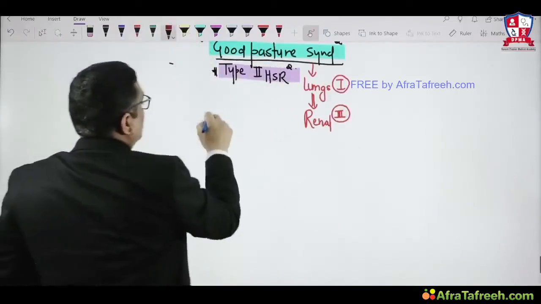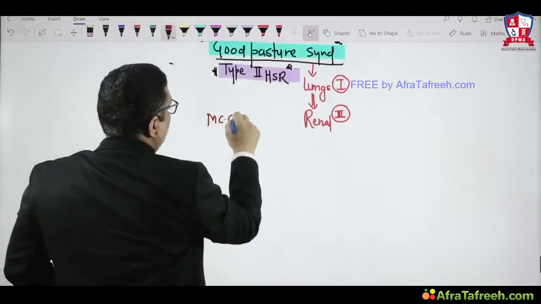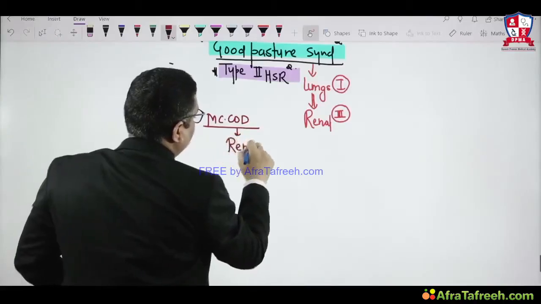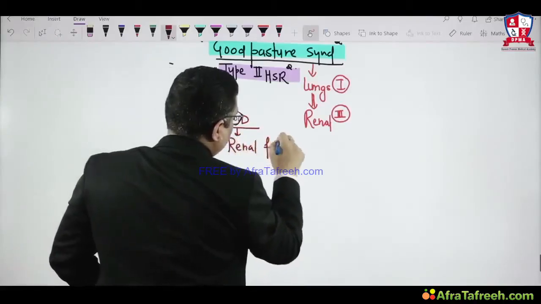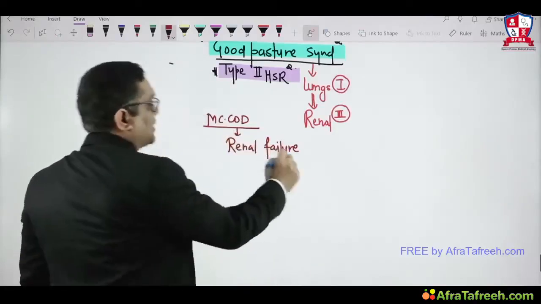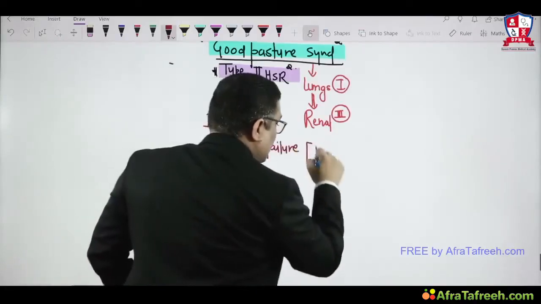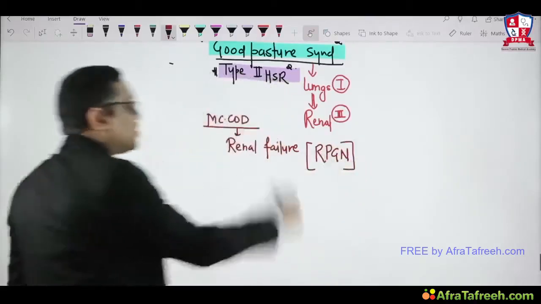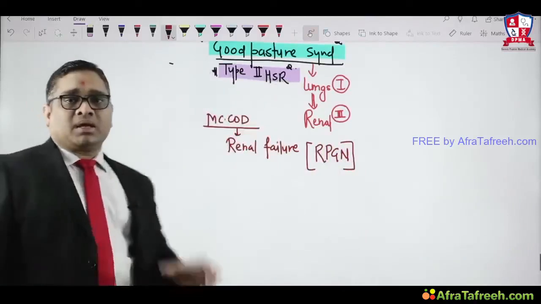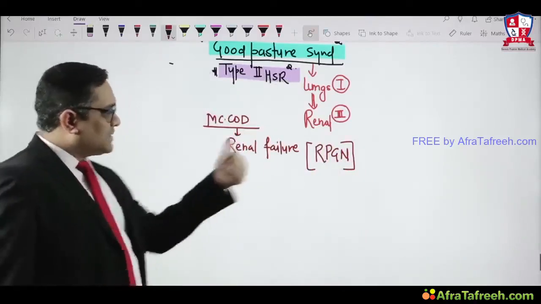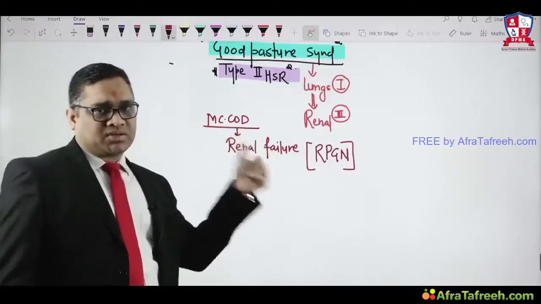But the most common cause of death in this patient is the renal failure. So the most common cause of death is not the lung failure or lung infarction. It is the renal failure. Which is the cause? RPGN, rapidly progressive glomerulonephritis, is the cause of renal failure in Goodpasture syndrome, and that is the most common cause of death in this type of Goodpasture syndrome, right?